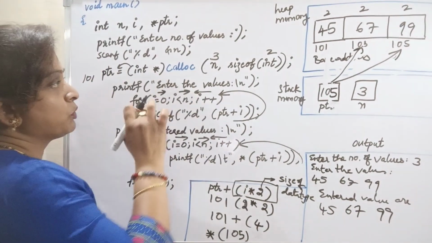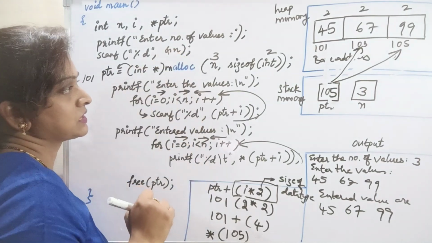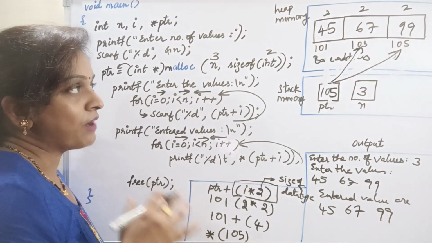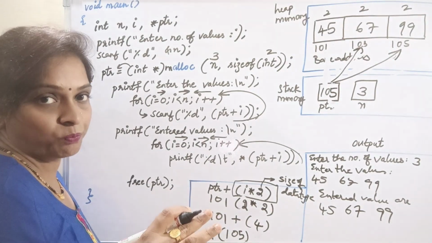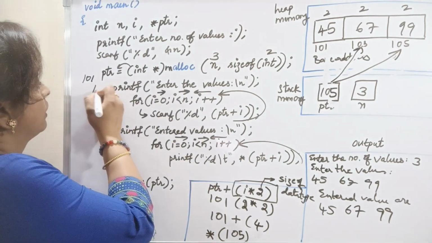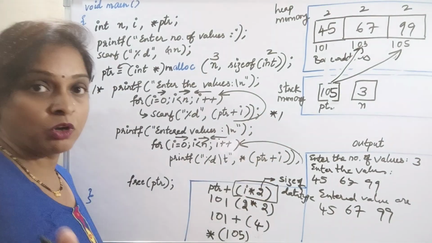So now what I'll do, if I just change this to malloc, what happens? The same thing, but here the values will not be initialized to 0. So what I'll do here, I'll just comment this, enter the values. Values will not be accepted.